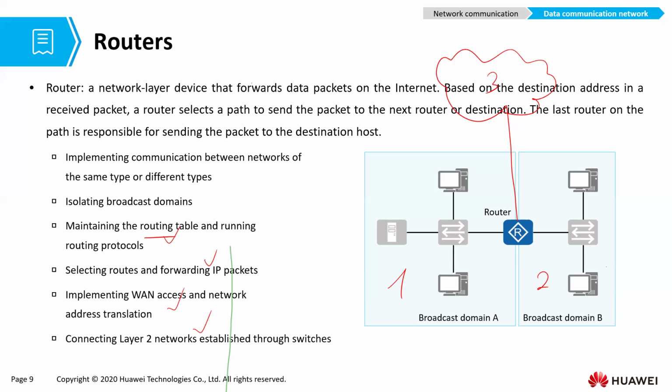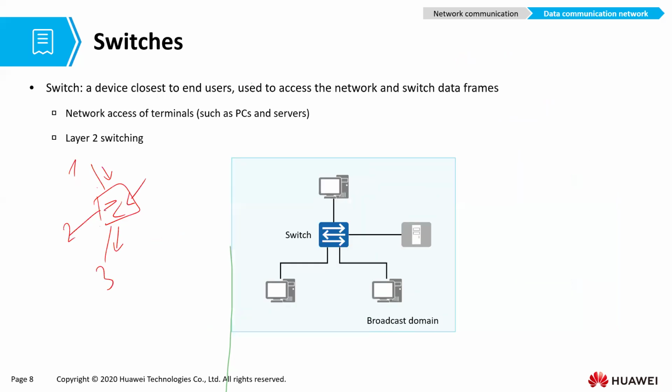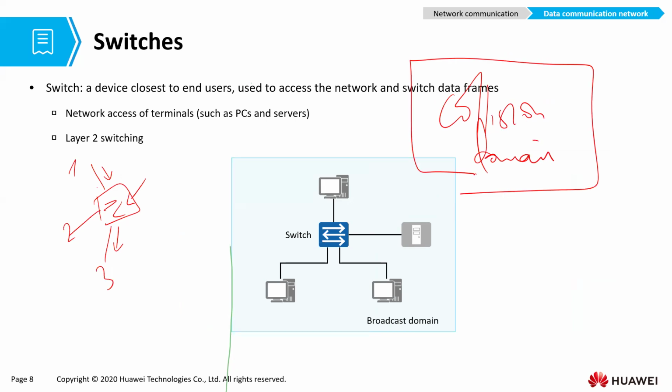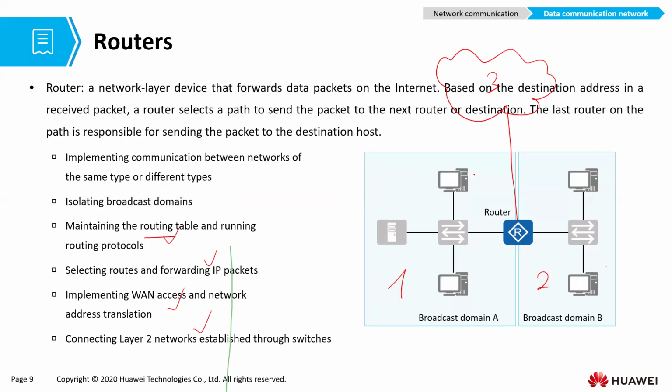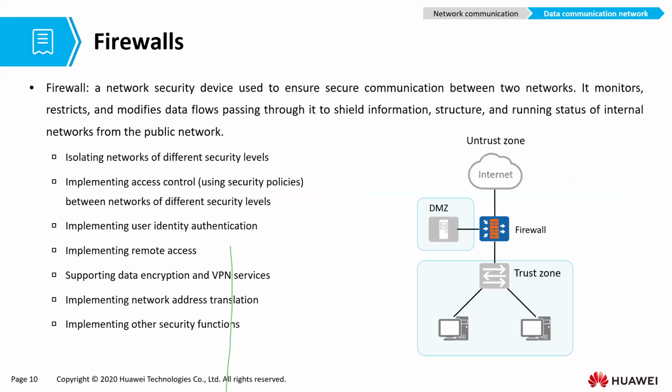It's a layer 3 device. It separates my networks. It isolates my broadcast domain. On the other end, a switch is a layer 2 device. It separates my collision domains. You need to learn about this. The switch separates my collision domains, whilst the router isolates my broadcast domains. Separating, I think, is the same thing.